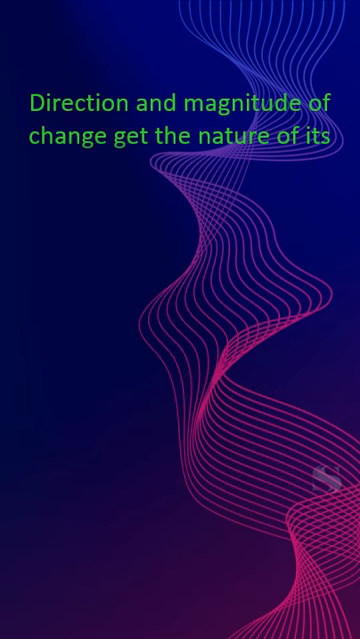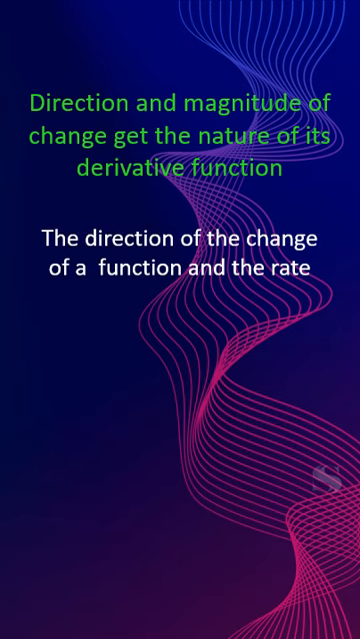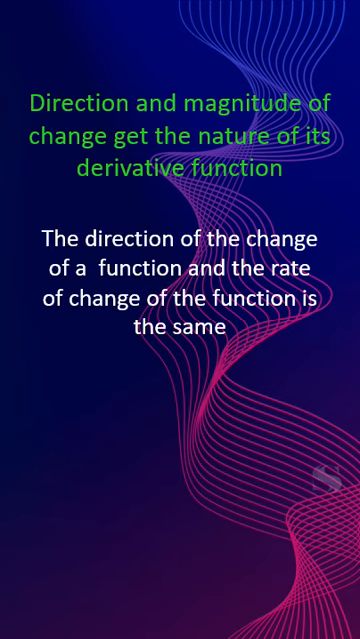We will use this knowledge of direction and magnitude of change in function around a point to get the nature of its derivative function. Specifically, the direction of change of a function at different points will help us get a sense of the nature of the curve that represents the rate of change of the function at those points.